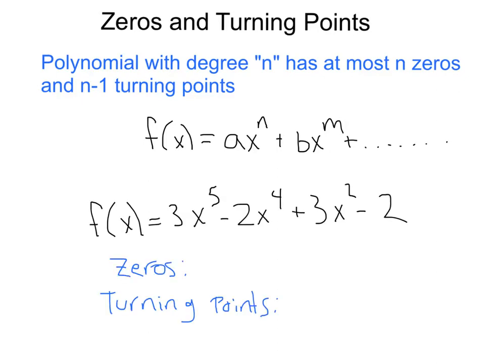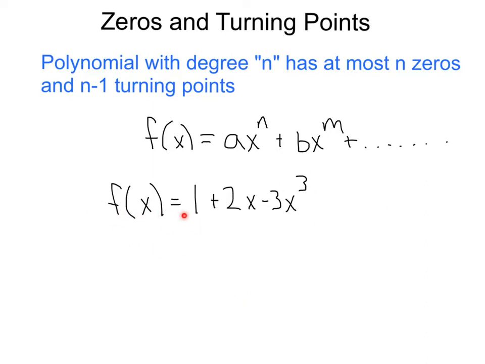So this polynomial here, f of x equals 3x to the 5th minus 2x to the 4th plus 3x squared minus 2, has a degree of 5, because 5 is our biggest exponent. So since the degree is 5, we have a maximum number of zeros of 5, and we have a maximum number of turning points of 5 minus 1, which is 4.